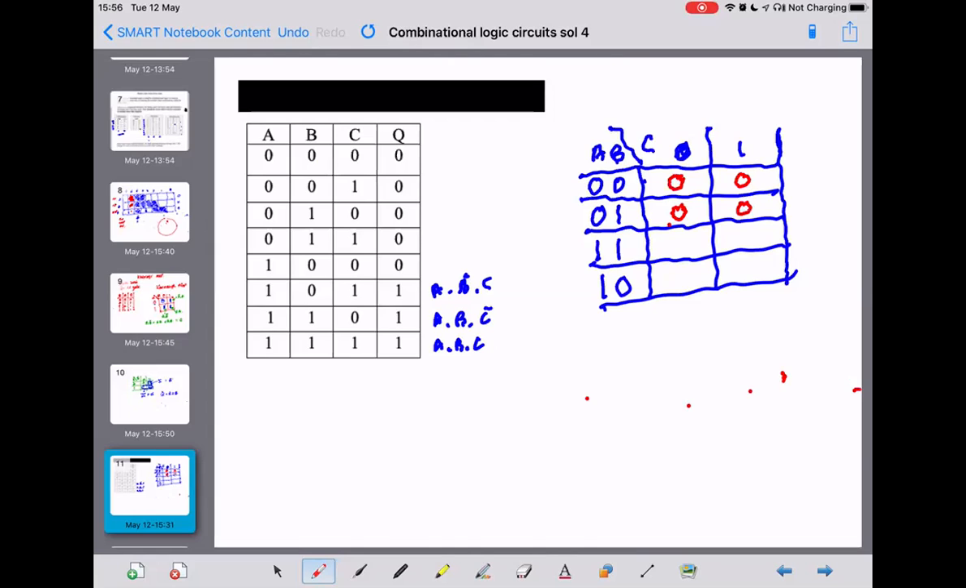So that's a good start. And then go a bit further down the line. So when we go 1, 1, this is where we've got to watch out with the Gray code, because we're down here. 1, 1, 0 is a 1. And 1, 1, 1 is also a 1. And then we go back up here to 1, 0, 0 is a 0. And 1, 0, 1 is a 1. Yep, all happy?